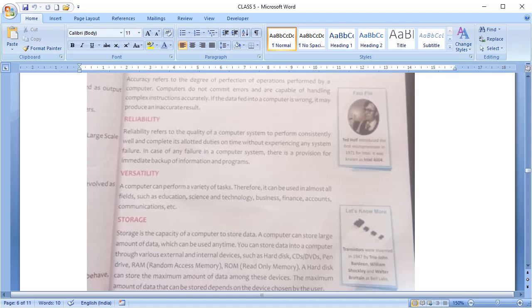Then comes storage. A computer has huge storage capacity. We can store a large amount of data and information in it. And for this we use various internal and external devices. Internal ones are RAM and ROM, and external devices are such as hard disk, CD, DVD.